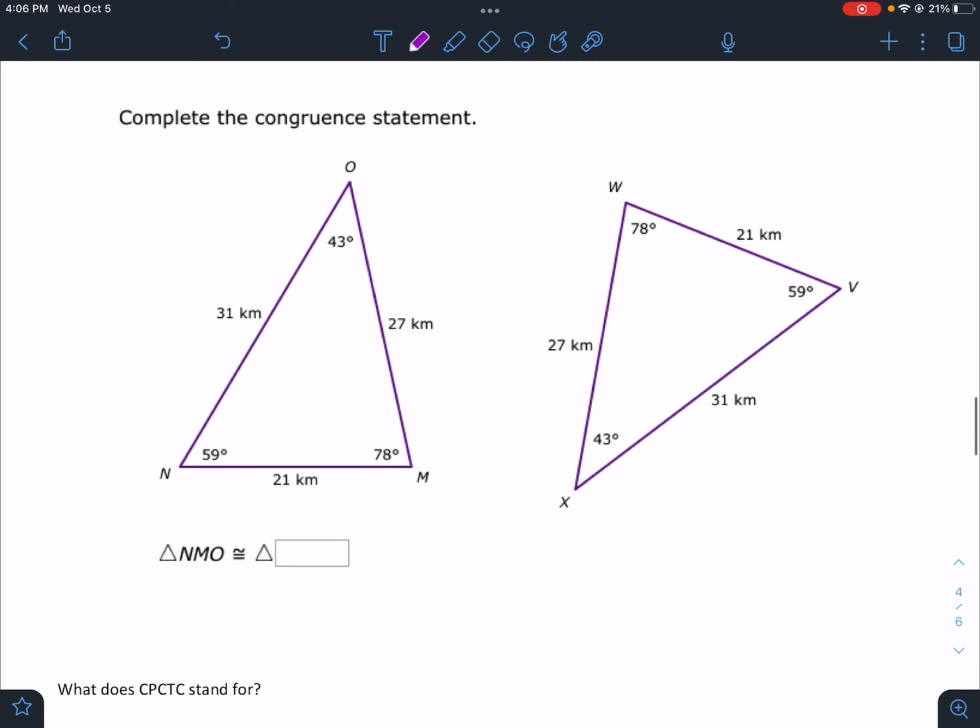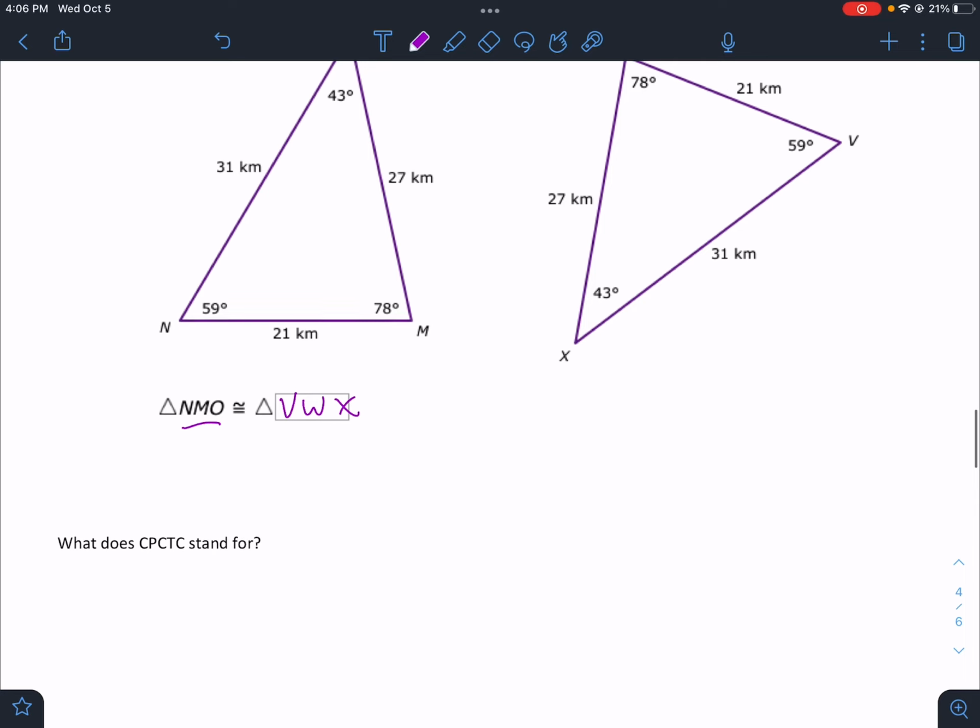Okay, let's do this one. It says, write the statement. What does NMO correspond to? Well, NMO, the same angles on the other triangle would be V, W, X. So those are the corresponding pieces.